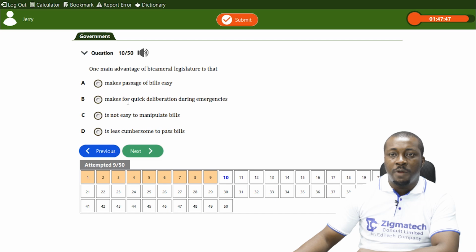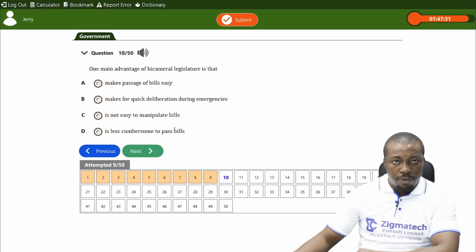B says, makes for quick deliberation during emergencies. Now, this one is an advantage of unicameral legislature. C says, it's not easy to manipulate bills. D says, less cumbersome to pass bill.